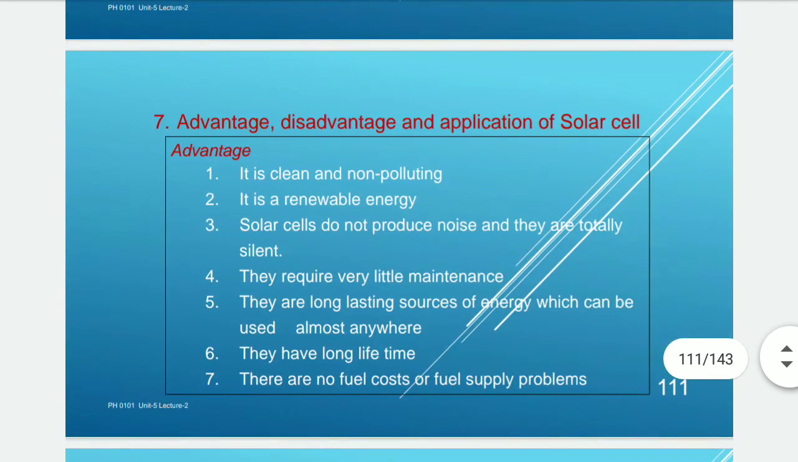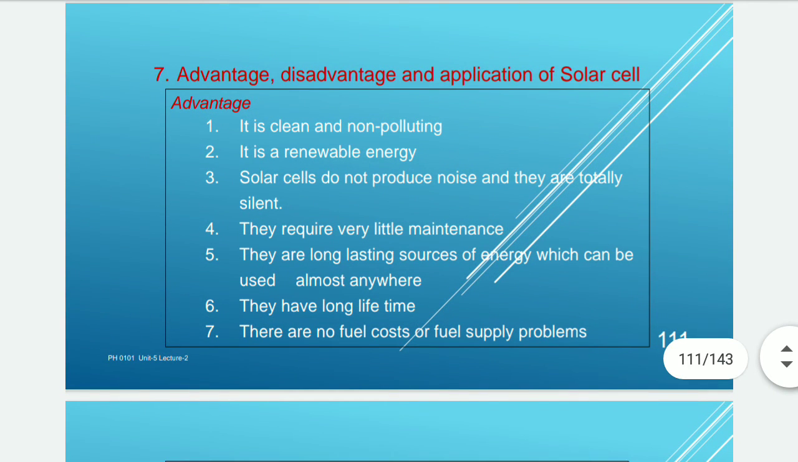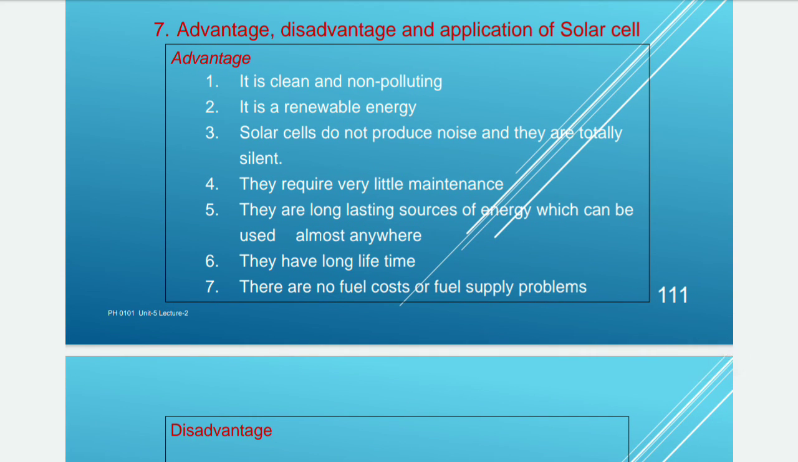Advantages and disadvantages and applications of solar cells. Advantages: it is clean and non-polluting. It is a renewable energy. Solar cells do not produce noise and are totally silent. They require very little maintenance, because they do not use moving parts. They are a long-lasting source of energy which can be used almost anywhere. They have a long lifetime. There is no fuel cost or fuel supply problem.